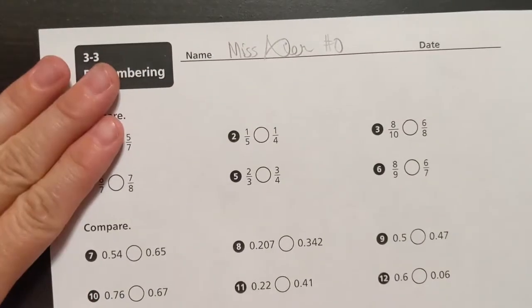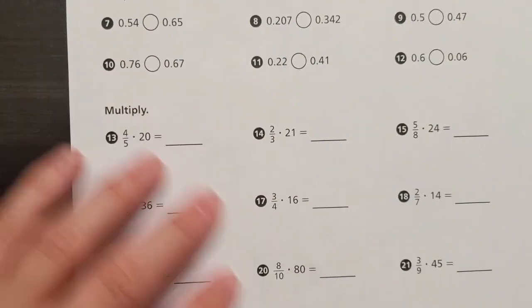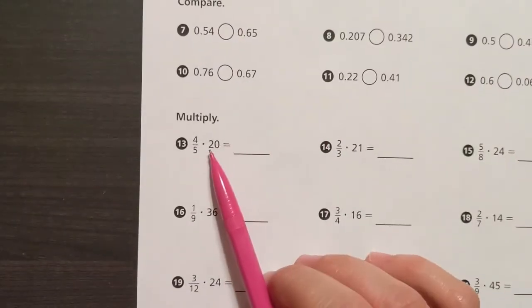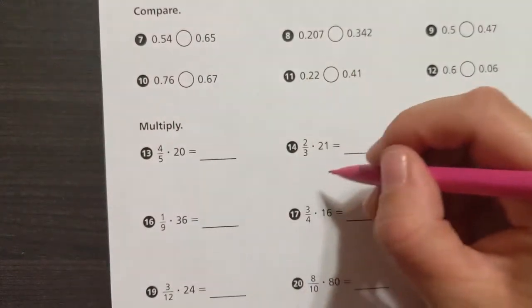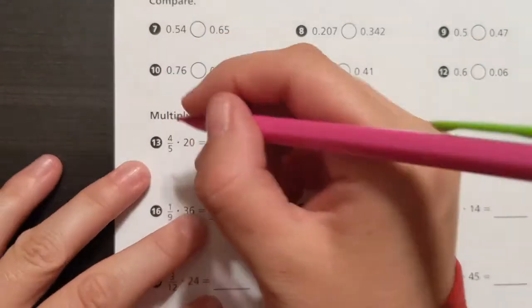On the remembering side, easy. You should know how to compare fractions still. Use your journal if you struggle. Same with comparing decimals. And these ones, let's look at 13 through 21. Now, you can throw a 1 underneath it. You really can keep doing that. That will always work. So let me just show you on number 13.